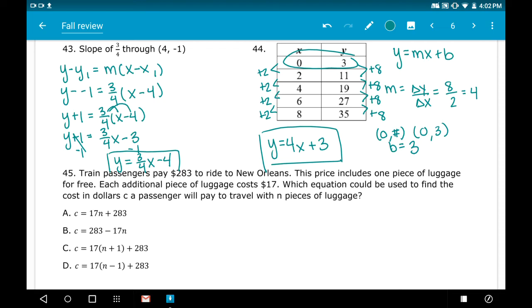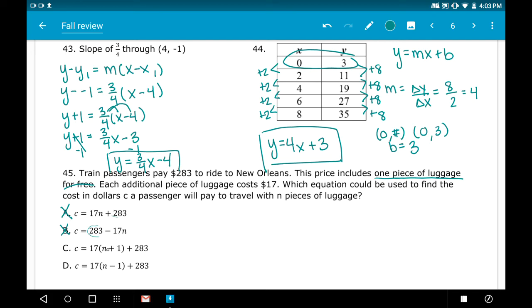Let's just look at each of our answer choices to see. With A, it's saying we start with $283 and we pay $17 per bag. That is true, but it's missing this piece right here. We get one piece of luggage for free. So this one cannot be our answer because that is saying we pay for every piece of luggage. For B, we start with $283, but then we're subtracting the cost for each bag. Train passengers definitely don't get paid to bring more luggage, so that cannot be our answer either.